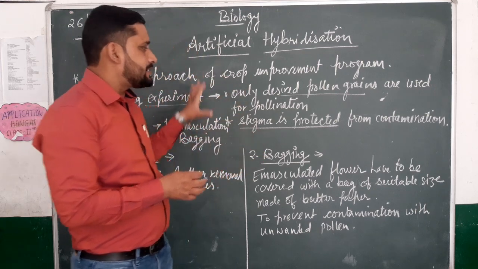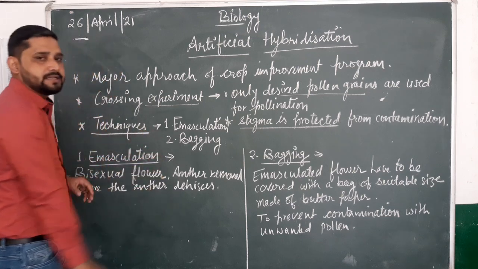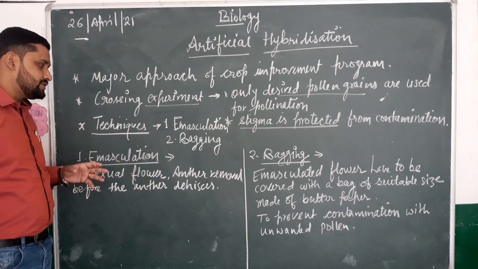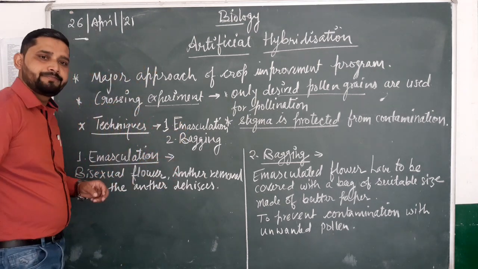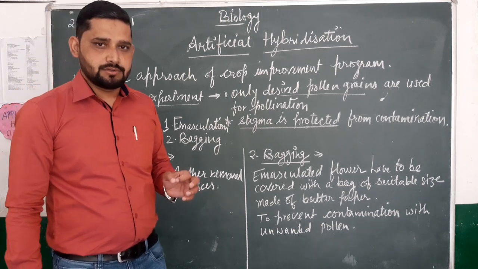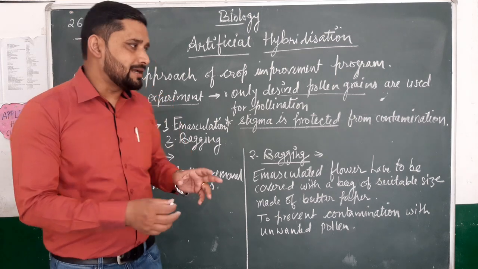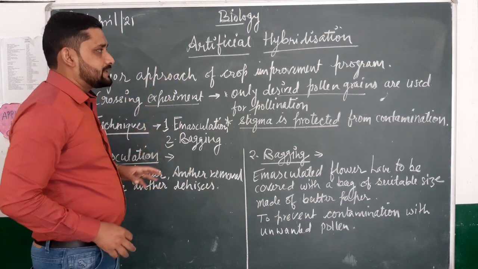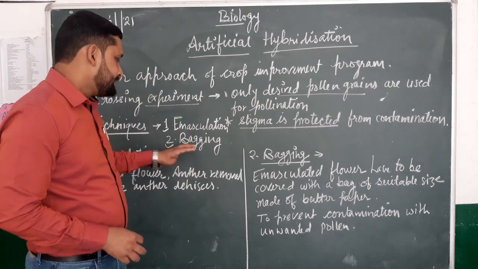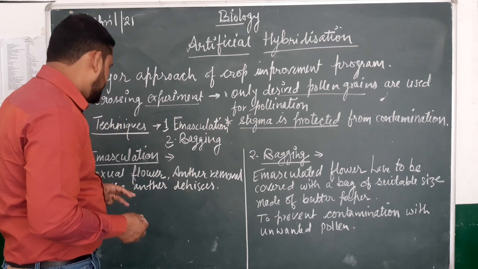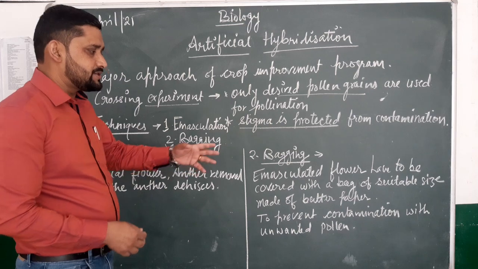So this is artificial hybridization, and it is achieved by two techniques. Number one is emasculation. What is that? Number one, emasculation, and number two is bagging, right? There are two techniques by which we are doing this process, this crossing experiment. First is emasculation and second one is bagging, right? Okay, now let's see what emasculation and bagging are all about.